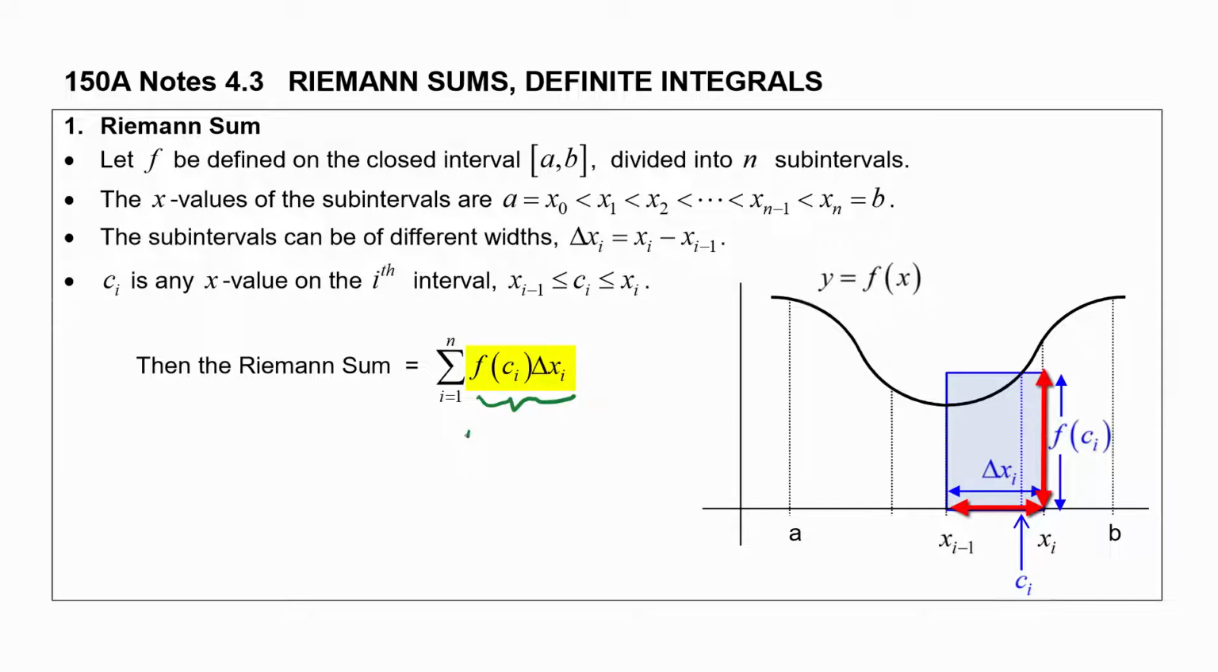So this is just the area of rectangles. And of course, what we're doing here is adding those up. So it's the sum of those areas of the rectangles. So let's explore an example and see how this works.